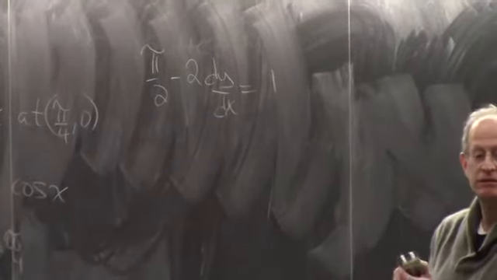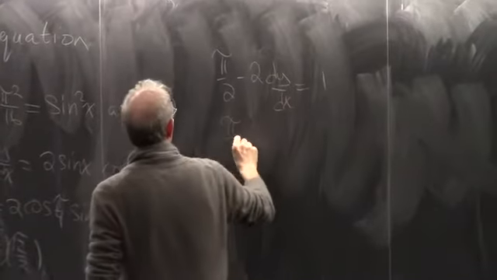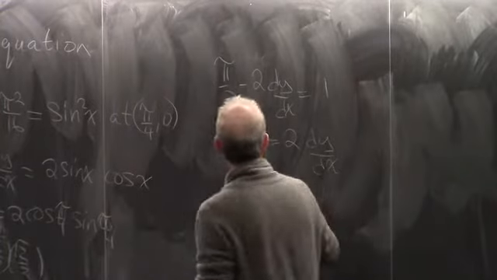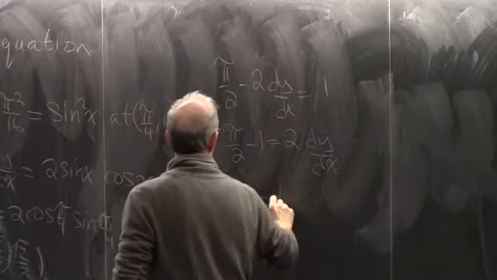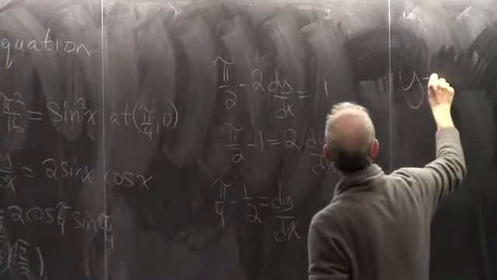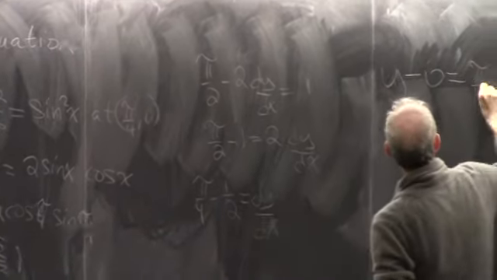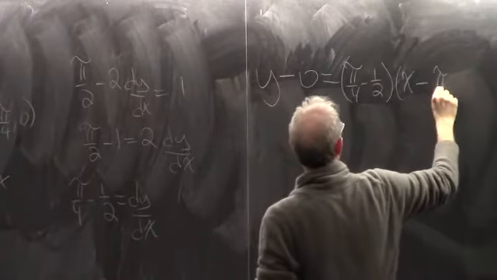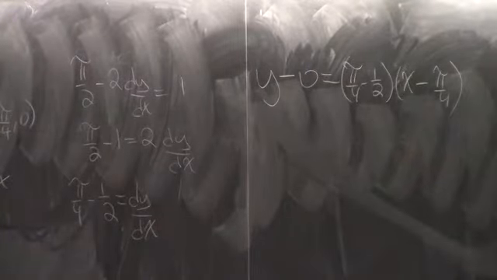That's not so bad. So pi over 2 minus 1 equals 2 dy dx. Divide by 2, you get pi over 4 minus a half equals dy dx. The equation is y minus 0 equals pi over 4 minus a half times x minus pi over 4. Wasn't that fun?